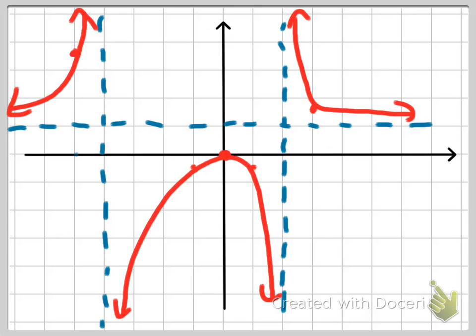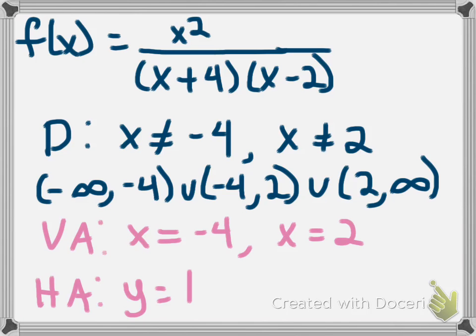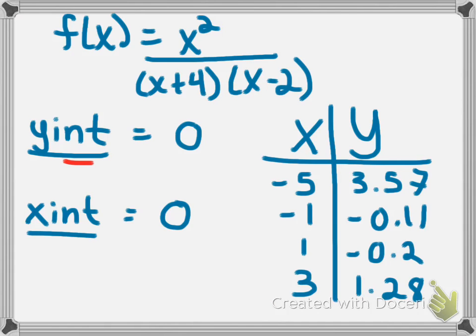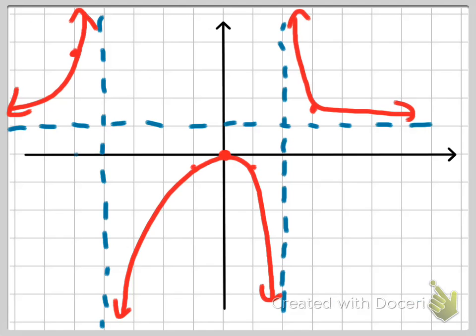So just as a recap, we talked about the domain, which we had over here. We talked about the vertical asymptotes, the horizontal asymptotes. And then we talked about y-intercept, x-intercept, plus some test points. Okay, so those are the main ideas in order for you to get this graph. So this is my graph of f of x. Ta-da!